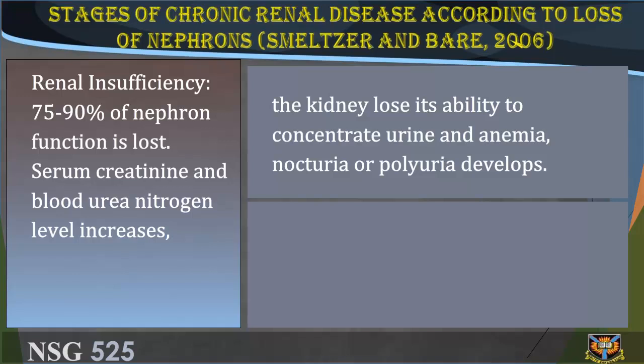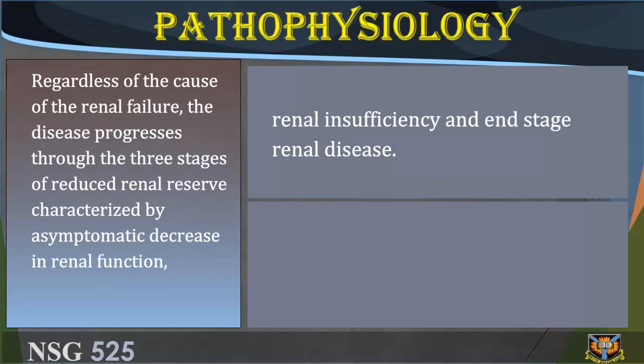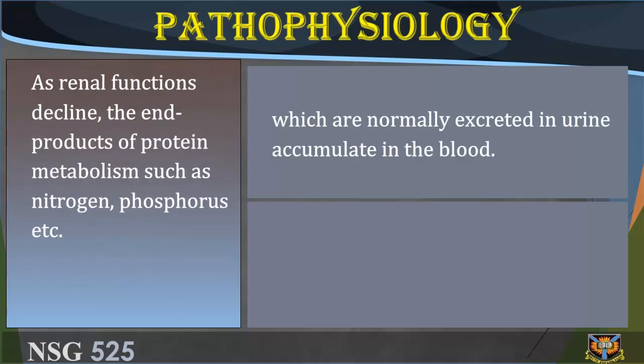End-stage renal disease: loss of over 90% of renal function. Dialysis is indicated. Pathophysiology. Regardless of the cause of the renal failure, the disease progresses through the 3 stages of reduced renal reserve, characterized by asymptomatic decrease in renal function, renal insufficiency, and end-stage renal disease. As renal functions decline, the end products of protein metabolism, such as nitrogen, phosphorus, etc., which are normally excreted in urine, accumulate in the blood. Uremia develops and adversely affects all the systems of the body.